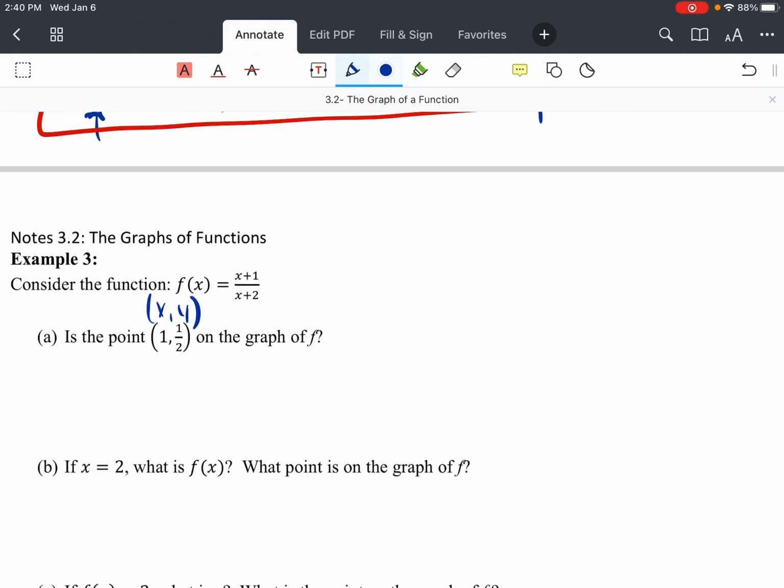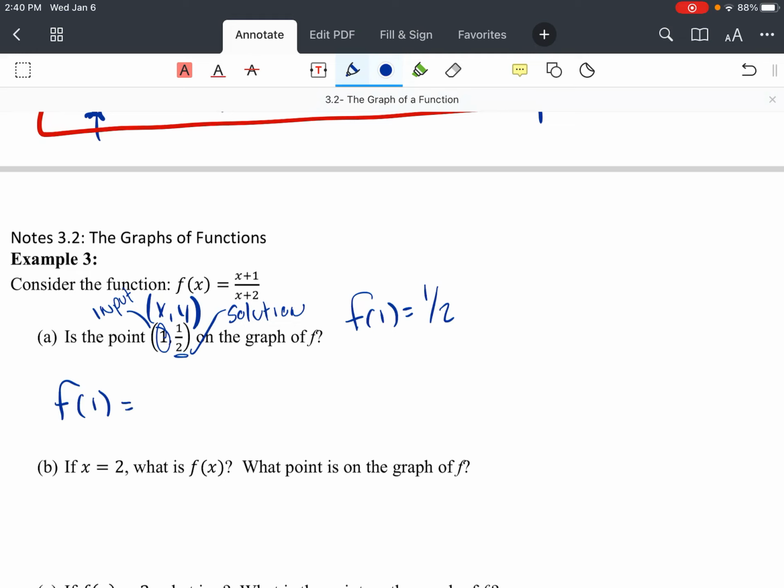Now, in order to determine whether a point is on the graph, if I were to plug in any x value, I should get out this. So this is your input, and this should be your solution. So all we're going to do here is just test. So we're going to say, well, what is f of 1? Our goal is that we should have f of 1 equals 1/2, right?